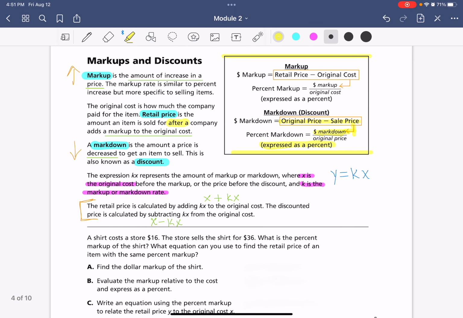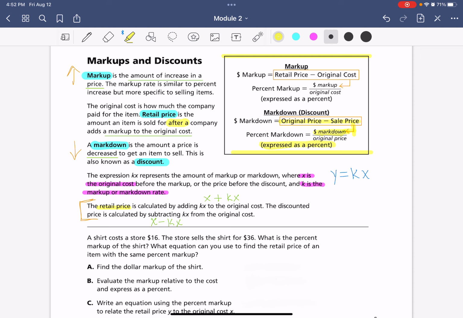All right, so reading through this paragraph here, the expression kx represents the amount of a markup or markdown where x is the original cost. So x is paying 100% of the original cost, and that's before a markup, before a discount. And then k is that rate, that percent of a markup or a markdown.